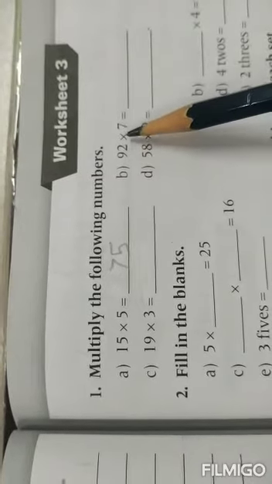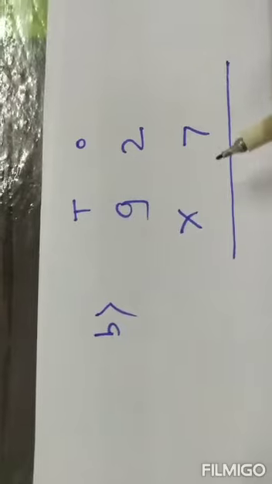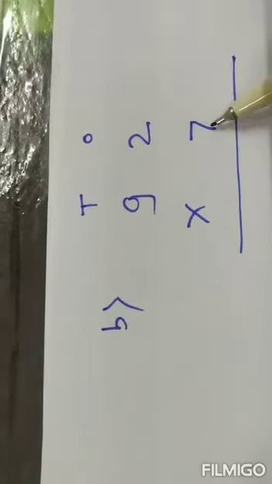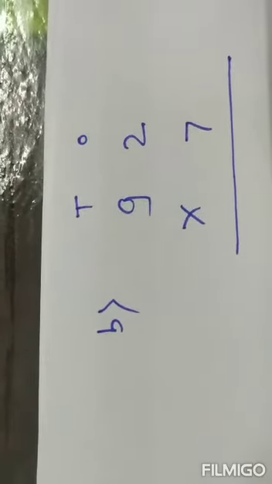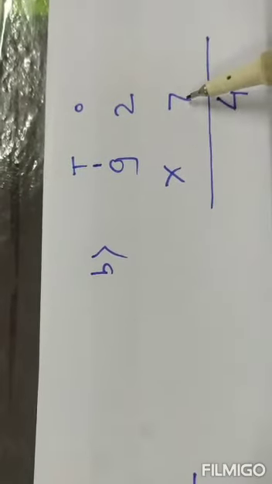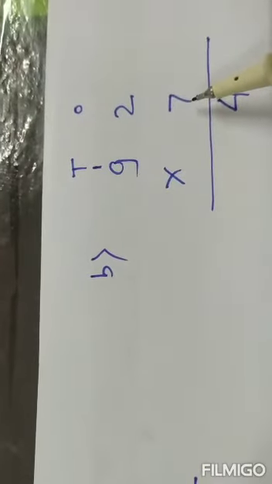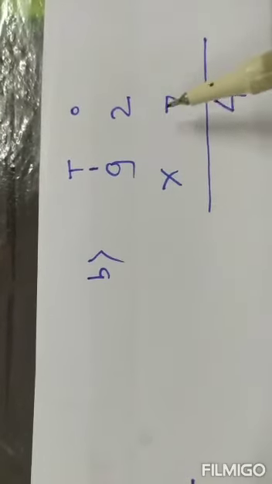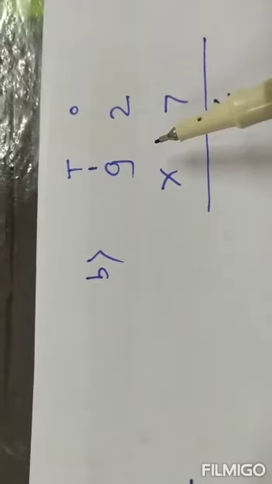92 multiplied with 7. First step is multiply number 7 with 2. And we know 7 2s are 14. Next step is multiply number 7 with 9. So children, start counting table of 7 up to 9. And 7 9s are very good 63.